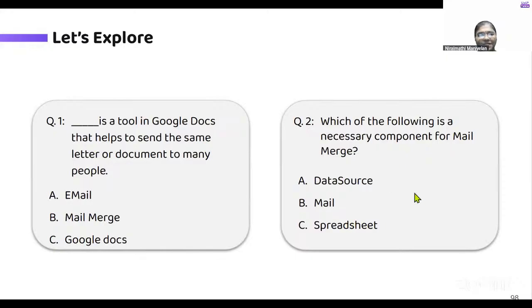Which of the following is a necessary component for mail merge? Data source, mail, spreadsheet. What is the correct answer, teachers? Okay, option A. Thank you, everybody. That is the data source. Wonderful, teachers. Thank you for the wonderful participation. That's very good. So that is about your Google Docs part. Thank you so much for the beautiful participation, teachers.